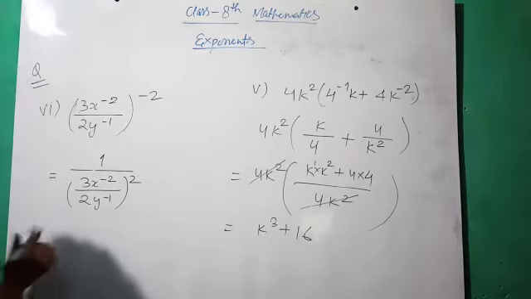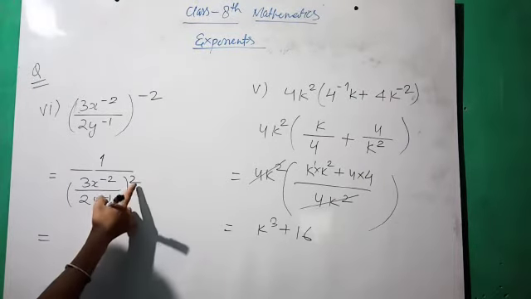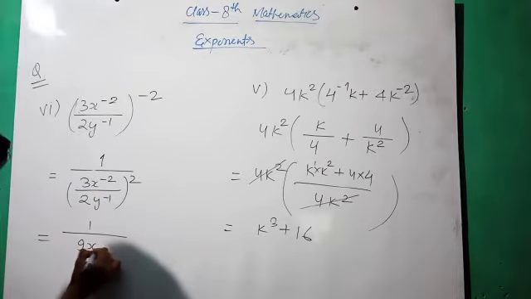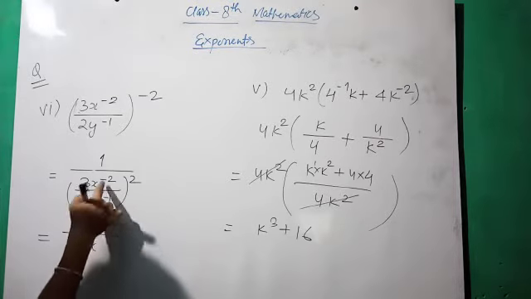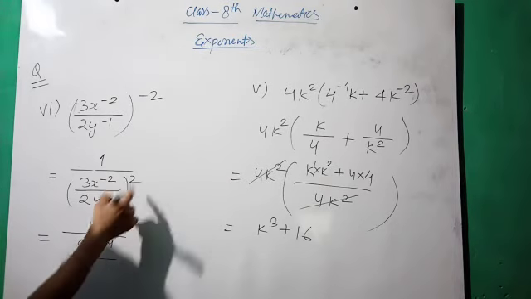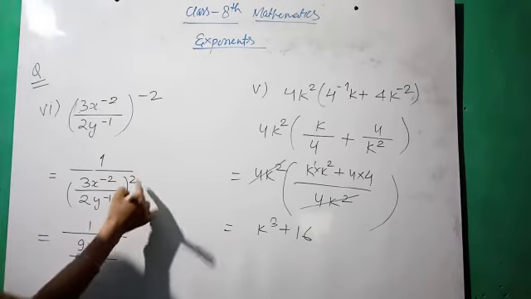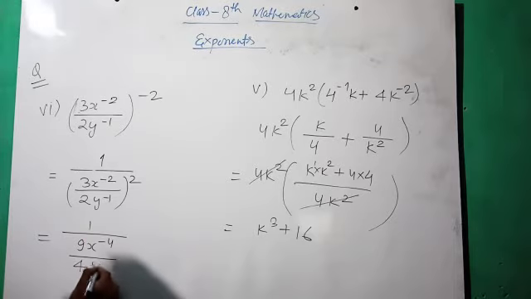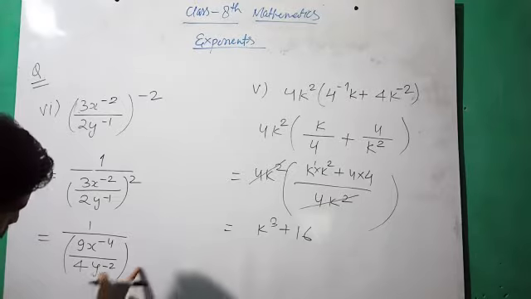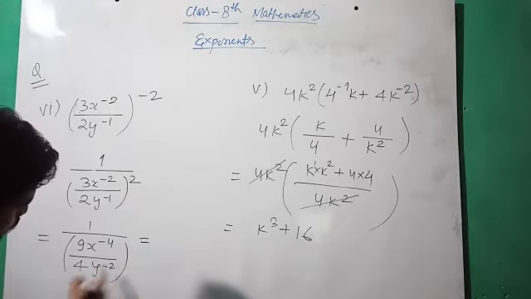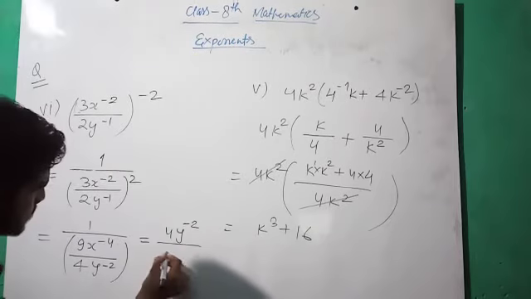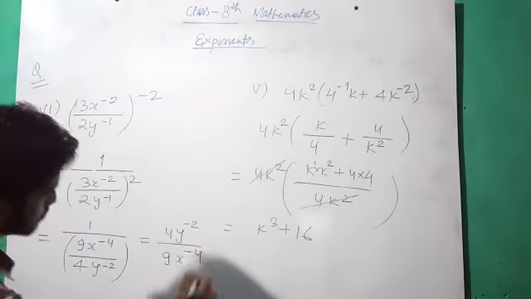Now we have 1 upon 3 square, 9, and x is x to the power minus 2 square, minus 2 into 2 minus 4 upon 2 into 2, 4 y to the power minus 1 into 2 y to the power minus 2. This is solved. Now, 4 y to the power minus 2 upon 9 x to the power minus 4.